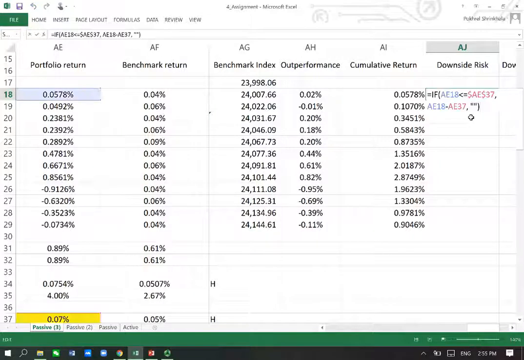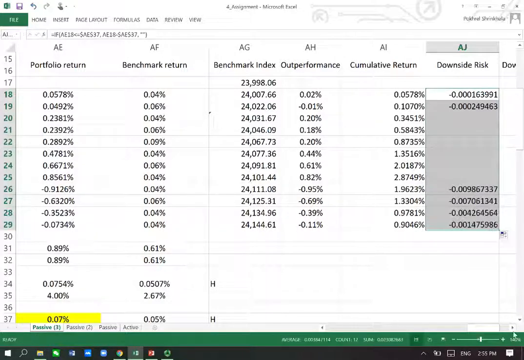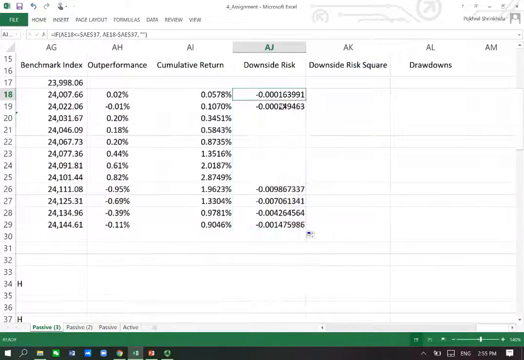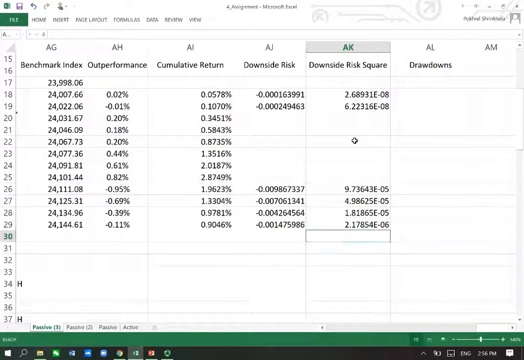Now I should be able to copy it down, making sure that I have locked the necessary cells, which is the hurdle rate. Now I scroll down, and I may see some numbers in some weeks and no numbers in other weeks. That's correct. Now I need to take the square of this, as explained in my previous video. So I take the square and do the same for the remaining, and I get this. Now I need to add these all together.